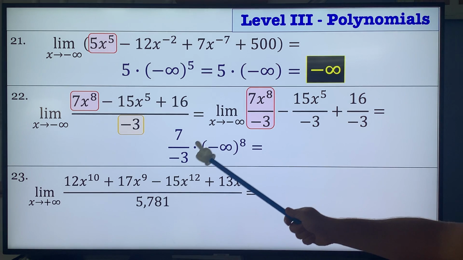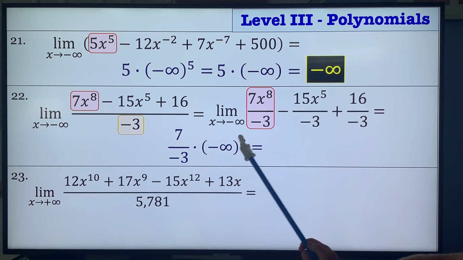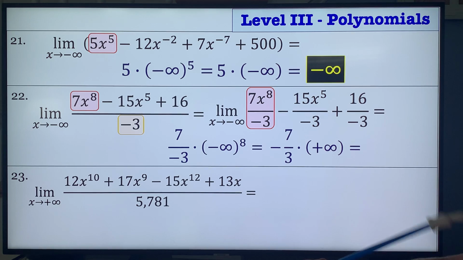You don't have to do this. You can jump right to here, but this helps some people out. Negative infinity to the 8th is a positive infinity. Negative times a positive. Answer is negative infinity. Got it?